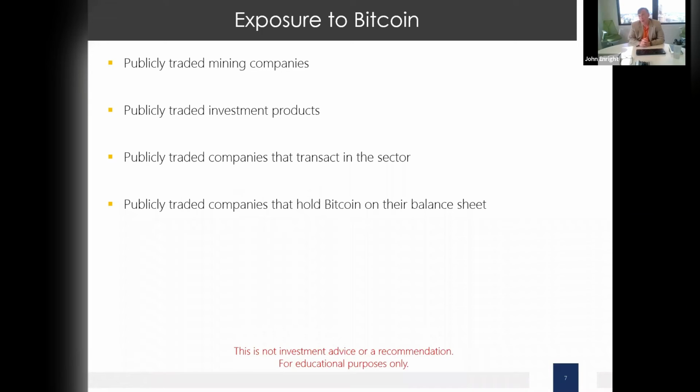Those are the 4 ways that you can actually have exposure to Bitcoin, leaving out the fact that you could actually have a Bitcoin itself.